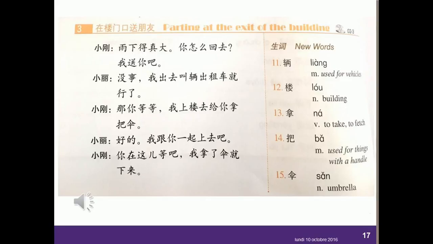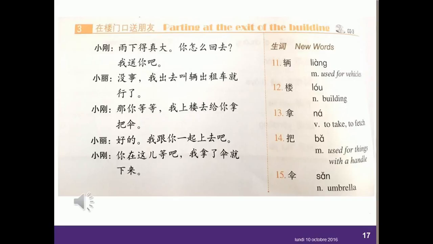And then 小刚说，那你等等。Remember 那 is based on the previous sentence, where we give a conclusion or a suggestion or demand. So in that case, 那你等等, wait here, 你等一等。我上楼去给你拿把伞。我, subject; 上楼去, verb 1; 给你拿把伞, verb 2, okay? 上楼去给你拿把伞, so 上楼拿伞, which means the second action happens right after the first action.